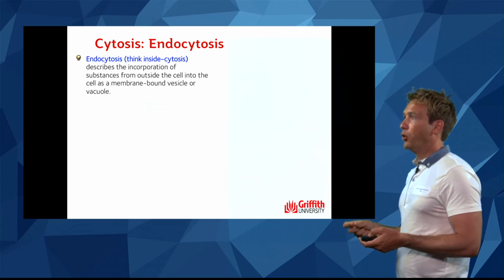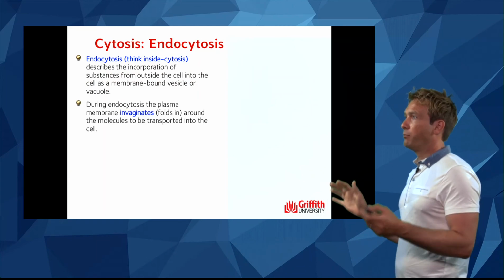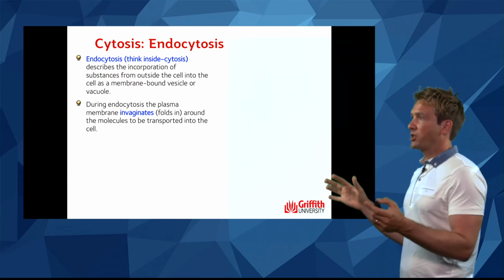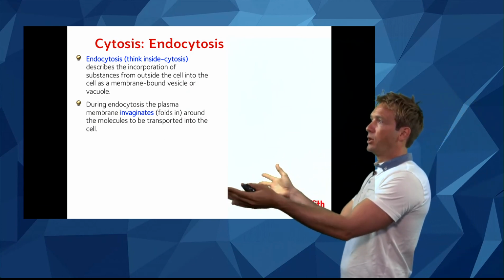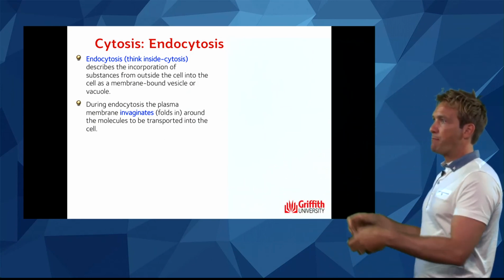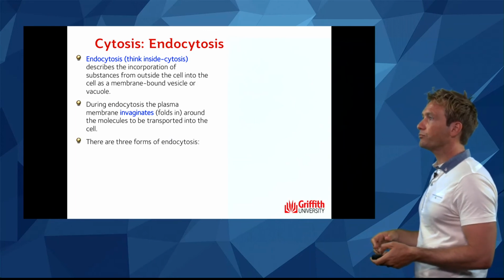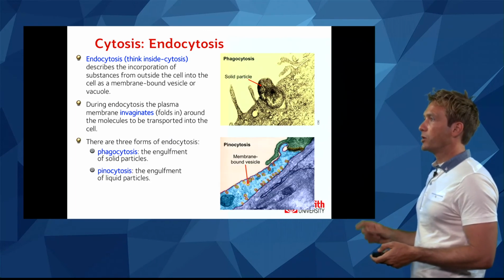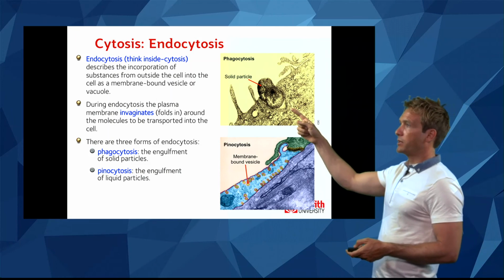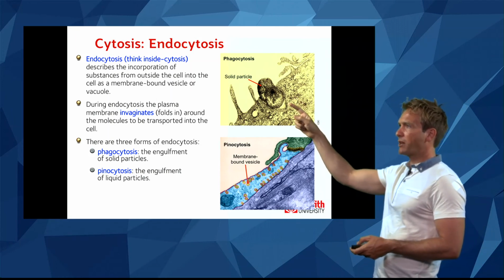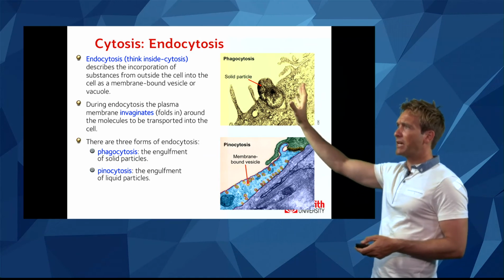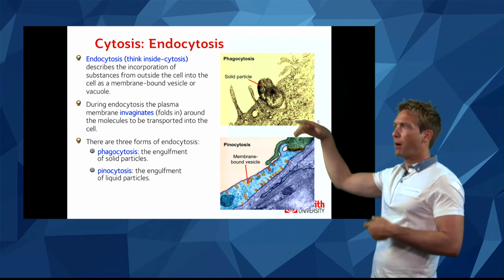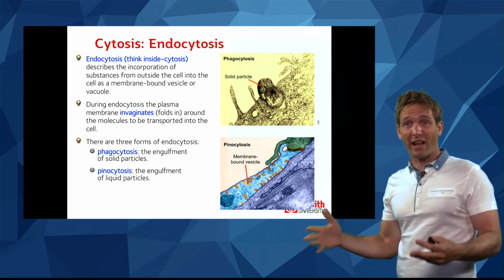Okay, so endocytosis, think bringing things inside, and that just describes bringing substances from the outside of the cell to the inside of the cell using a membrane-bound vesicle. So that up there is a solid particle, a big chunky particle. That wouldn't naturally even move through one of those proteins. So these are big chunky particles. They might be a piece of a cell. They might in fact be a cell.